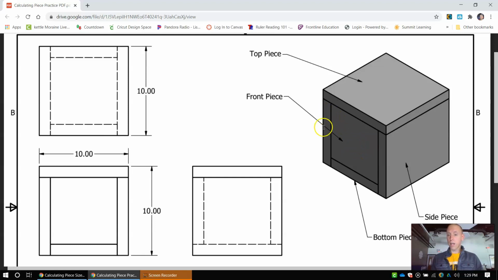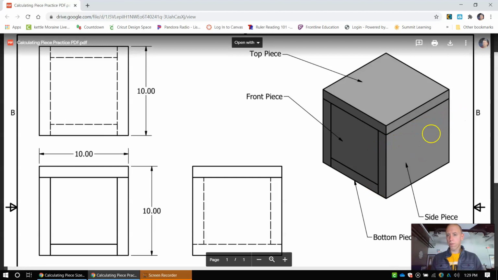And notice the sides. The sides are below the top, but they're next to the bottom, and the side goes the full distance, goes the full width of this cube.